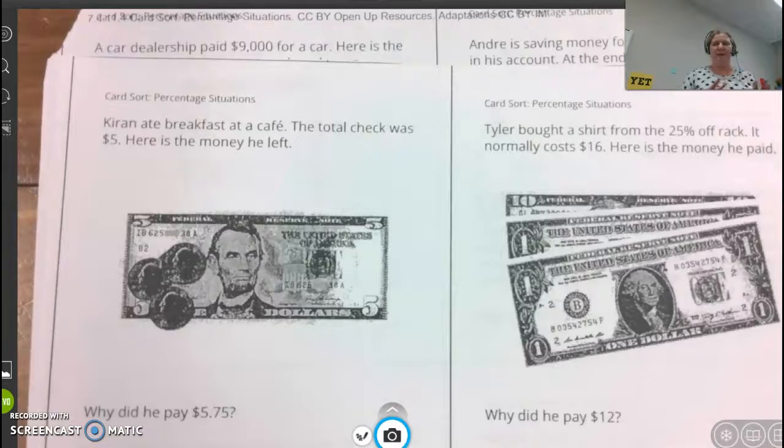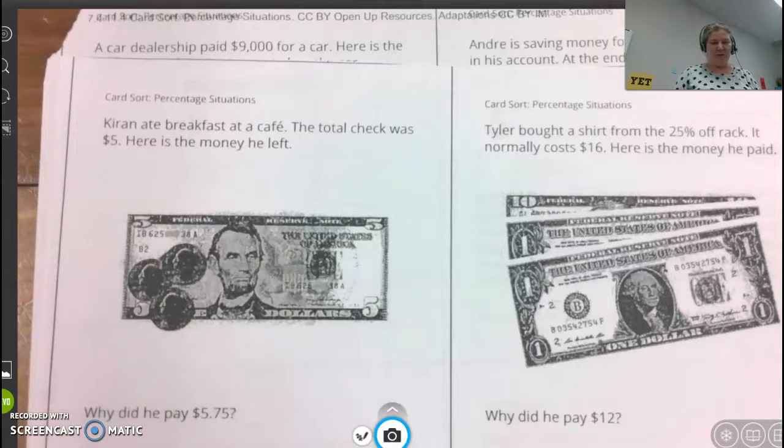Okay, so I've just cut my words apart, and now I'm going to look at the situation. I think this is a fun way to think about these vocabulary words. So Kyron ate breakfast at a cafe. The total of the check was $5, but you can see he left more than $5. So why did he pay $5.75?